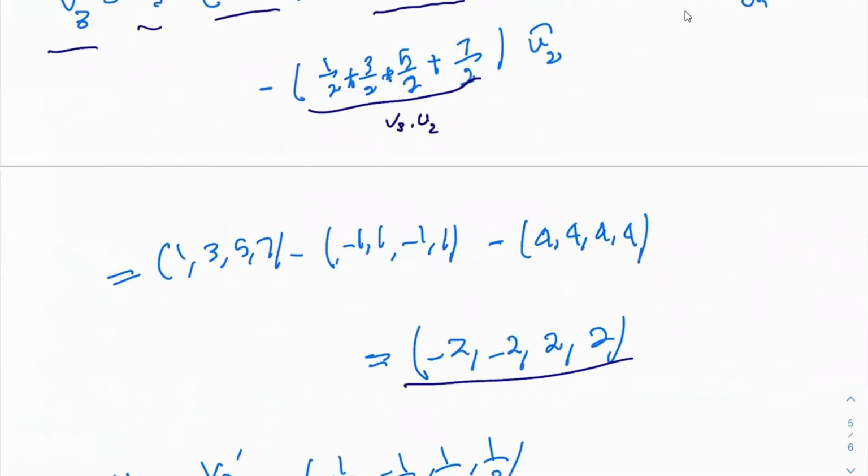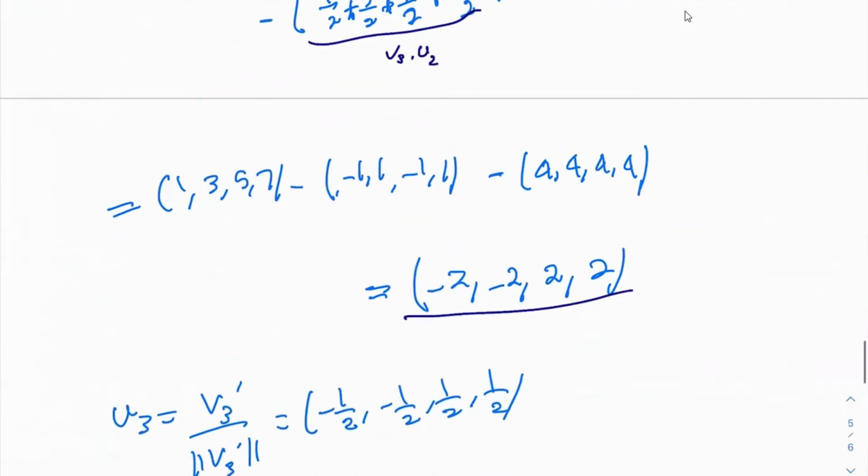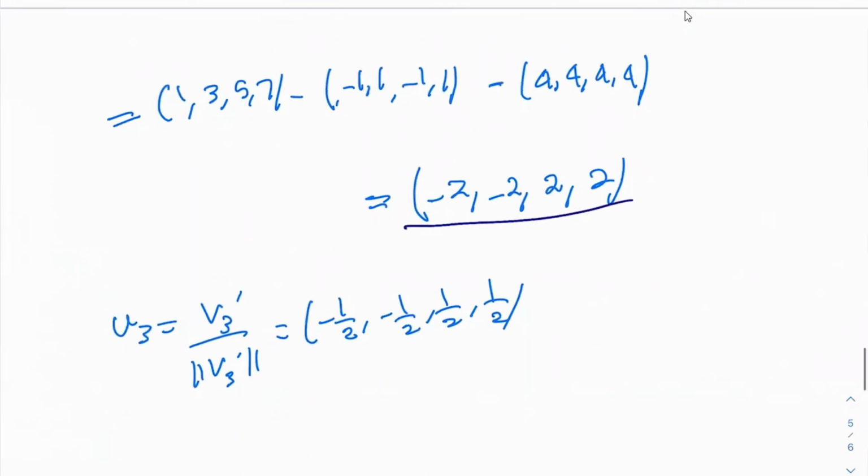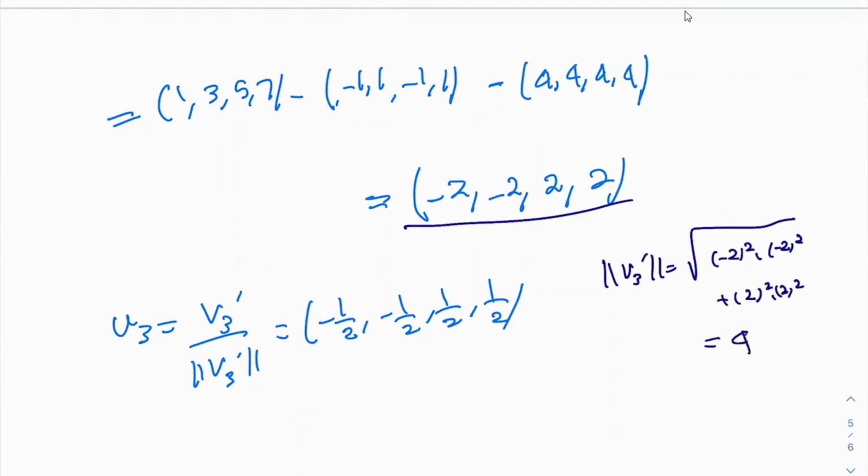If you simplify this expression, you get -2, -2, 2, 2. This is V3 prime. Again, remember, V3 prime doesn't have to have a unit norm, so I'm going to normalize this. What is the norm of V3 prime? It's the square root of -2 square plus -2 square plus 2 square plus 2 square, which is 4. So if you divide V3 prime by 4, you get again -1/2, -1/2, 1/2, and 1/2.